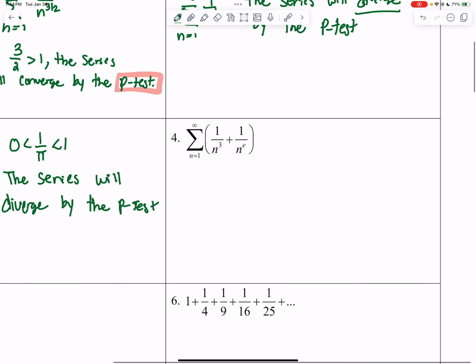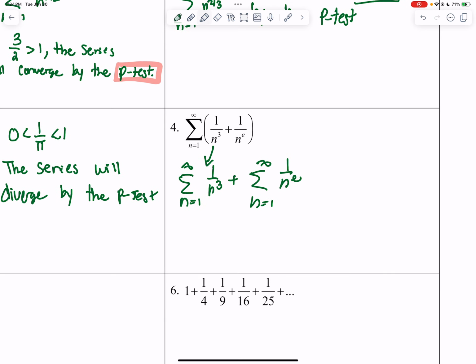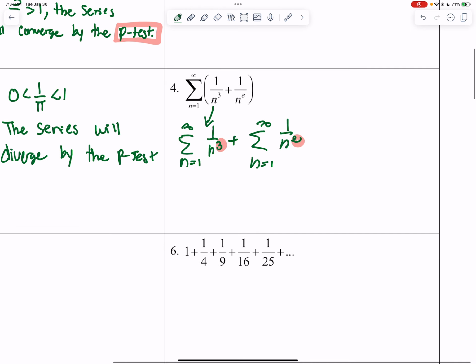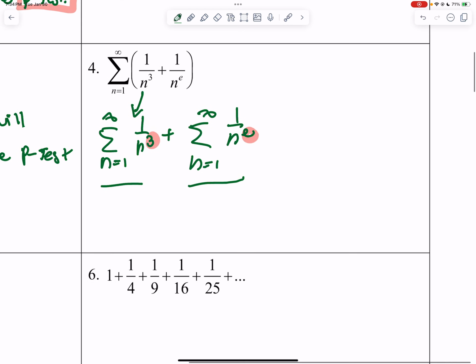Okay, number 4, you'll notice that here we could split this up into 2 parts. Notice how my exponent here is 3 and my exponent here is e, and since both of them are greater than 1, this means that this will eventually converge and this will eventually converge. Since both of them converge, this tells me that my whole summation right here, my whole series, will converge. So this right here converges by P-series test.